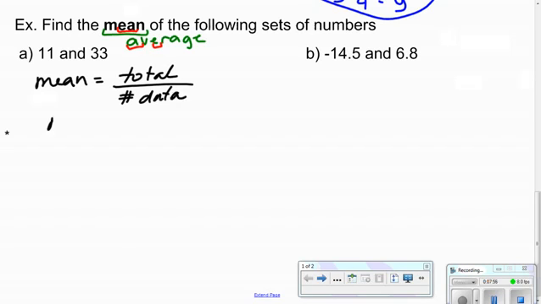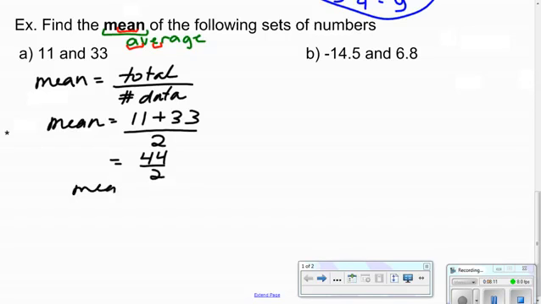Okay, so to find the mean of these two values, we're going to find the total, so 11 plus 33, and divide it by the number. Well, there's 2 of them, so we're going to divide it by 2. So 44 divided by 2, the mean is 22.